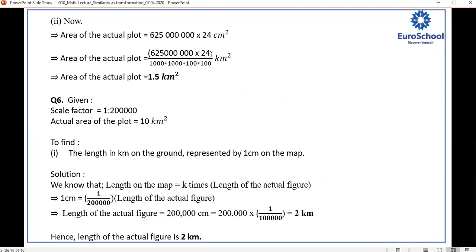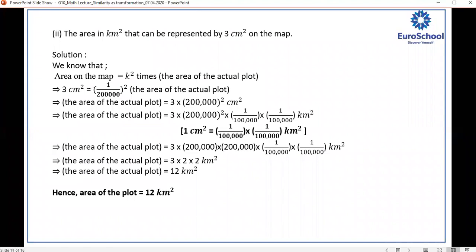Okay. Now, the area in kilometer square that can be represented by 3 centimeter squares on the map. On the map, the area is 3 centimeter square, which is equal to k square times actual area. We need to find the actual area. So actual area is equal to 3 into 2 lakh square centimeter square here. We have to find it in kilometer square, so centimeter is converted into kilometer square here. And then we just cut all the zeros, right? We did the calculation and we got the area of the actual plot as 12 kilometer square.